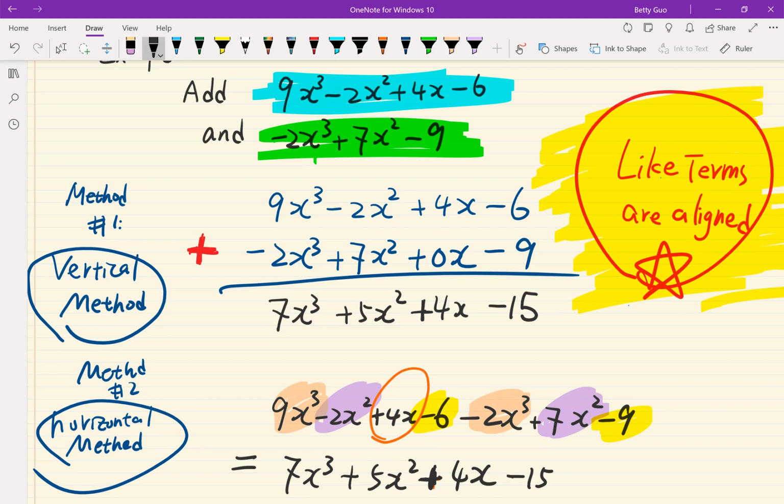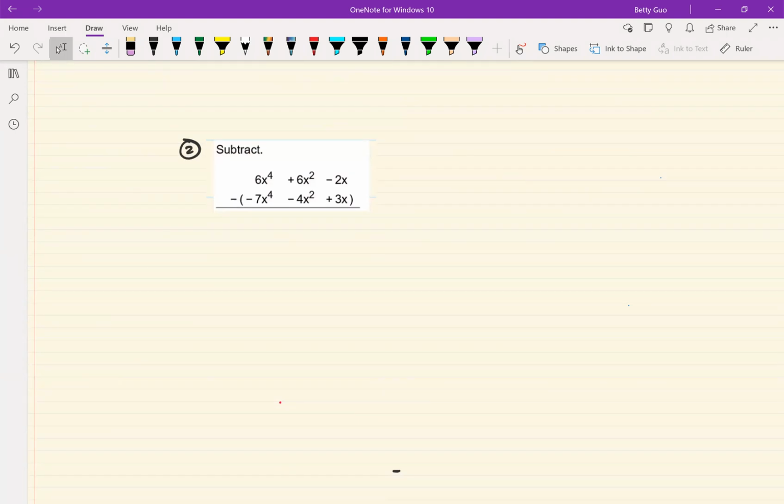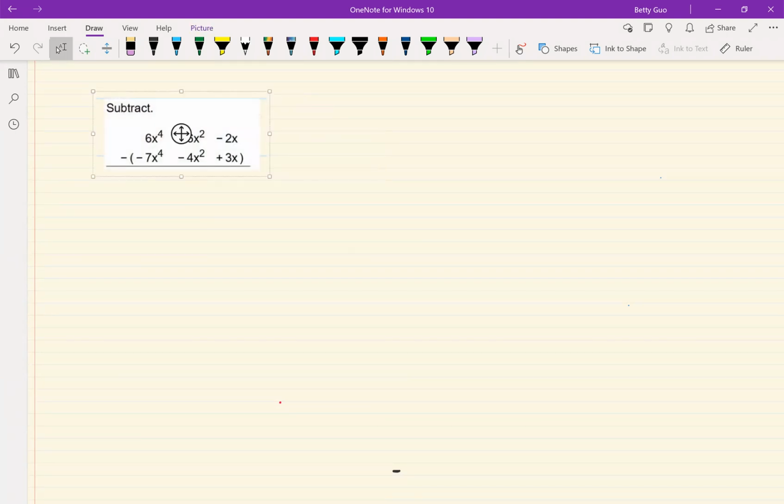If you prefer the vertical method, you need to be careful when you line them up. The like terms have to be aligned. Like in this case, if you are not careful, the green polynomial is missing a term, right? You might mess it up. Okay, that's addition, adding two polynomials. We gave two methods, a vertical method and a horizontal method. Now let's see subtraction.